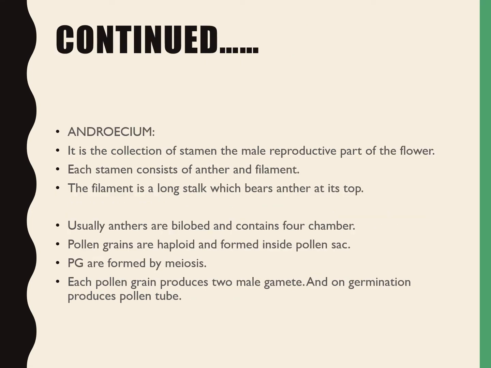Androecium, this is the inner whorl. It is the collection of stamens, as I told you, and this represents the male reproductive part of the flower. Each stamen consists of a top broad part, that is anther, and the stalk is called the filament. The filament is a long stalk which bears the anther at its top.